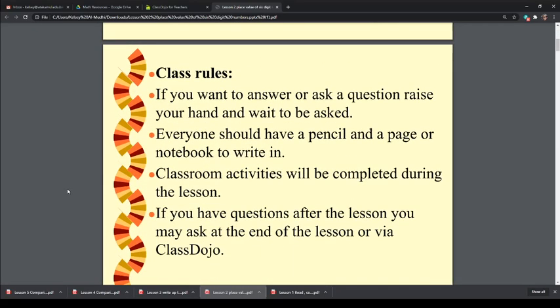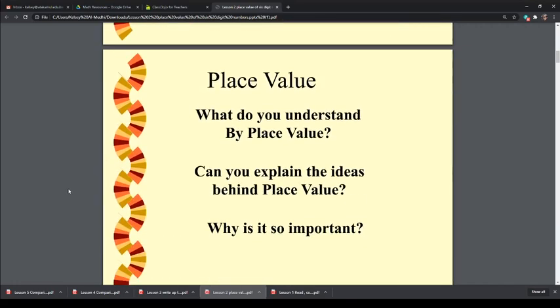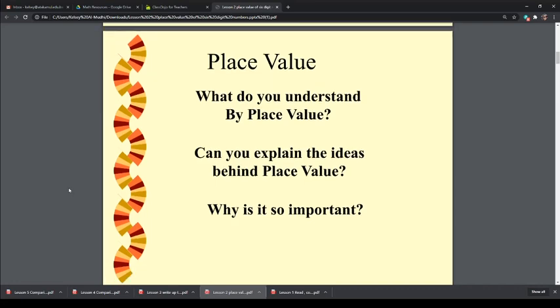Here are the class rules. Feel free to pause if you'd like to read them. By place value, what do you understand by actually saying the word place value? Can you explain the ideas behind place value and why it's so important?